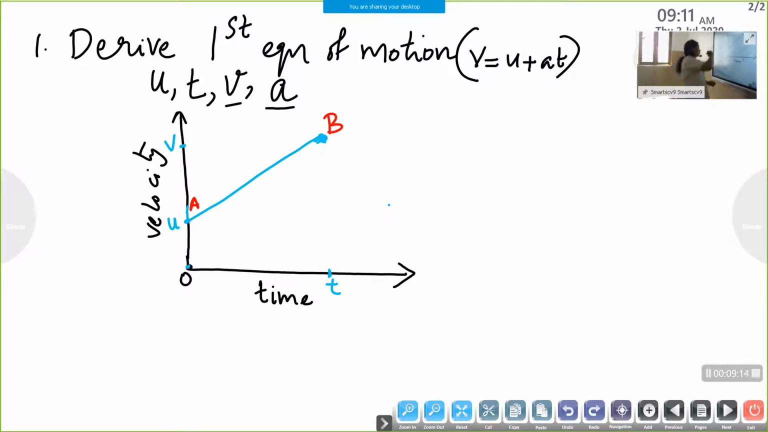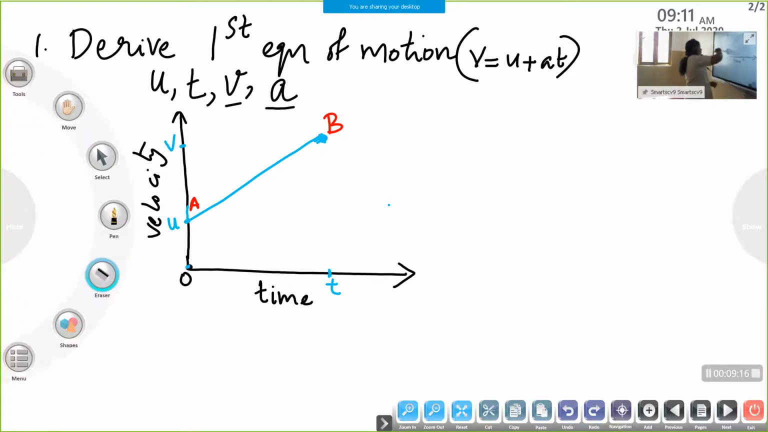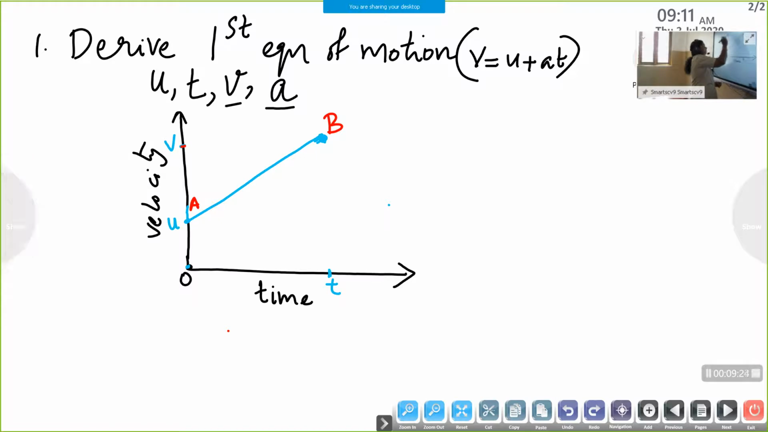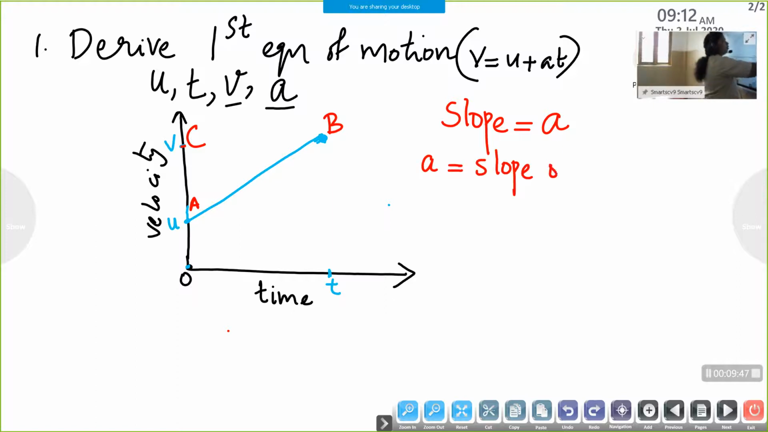Okay. So, this is our graph. Now, I am going to represent this point as B and this point as C. And now I am going to take the slope of the graph. What is the speciality of slope? Yes, the slope of a velocity-time graph gives acceleration. So, I am going to find out the acceleration. Acceleration A is equal to the slope of the graph AB.